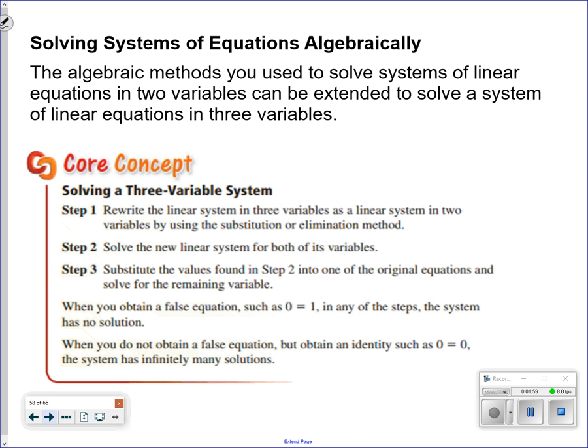If you ever get a false statement, meaning something doesn't equal the other one, there's no variable, then you're automatically going to put no solution. If you ever get a situation in which there's no variable, but it actually equals, then you're going to put infinitely many solutions. So here we go.